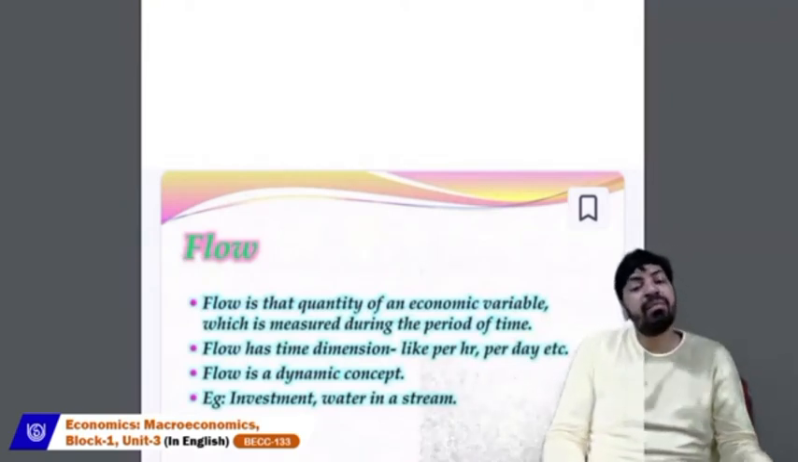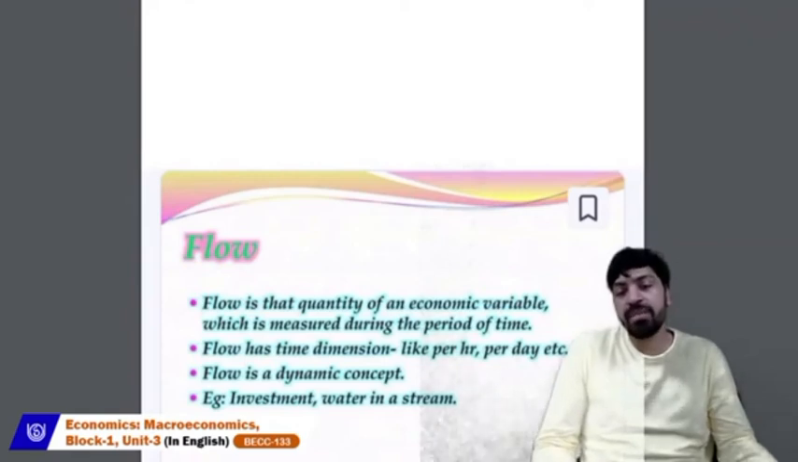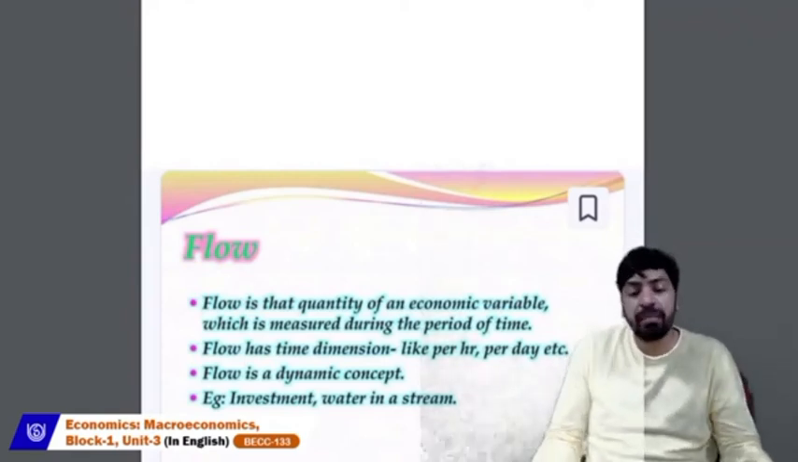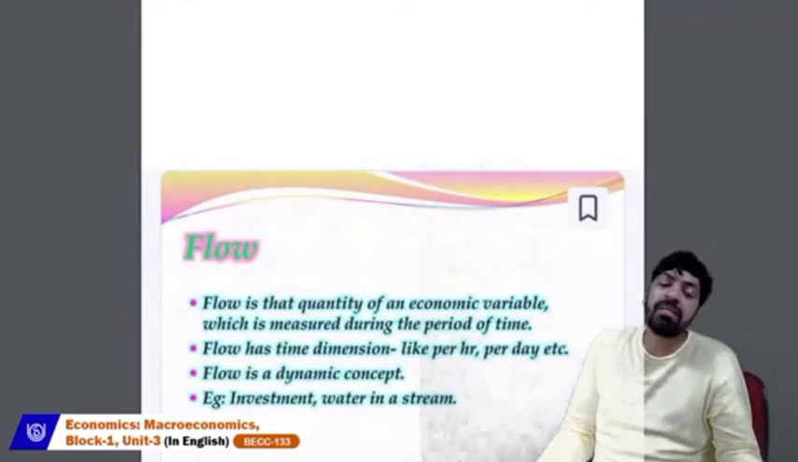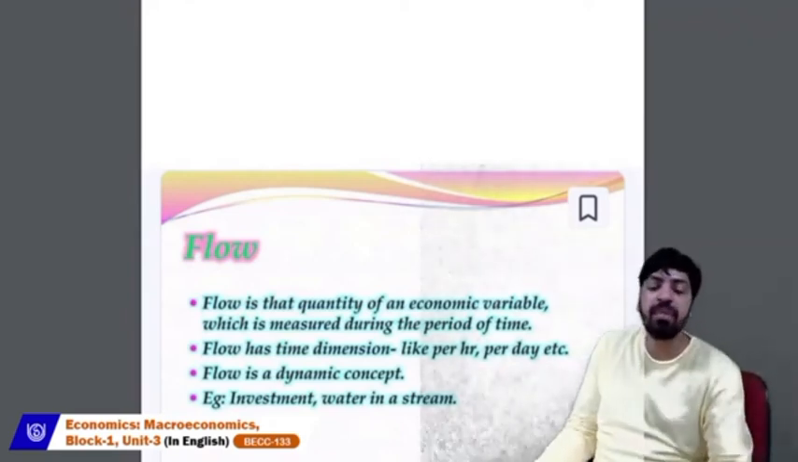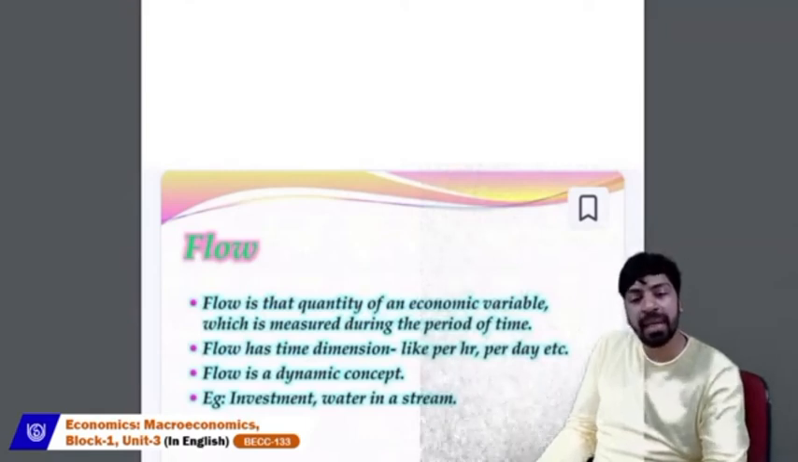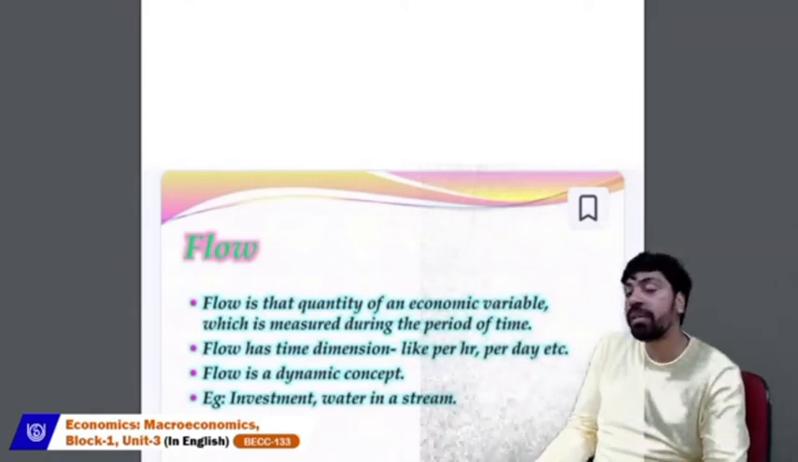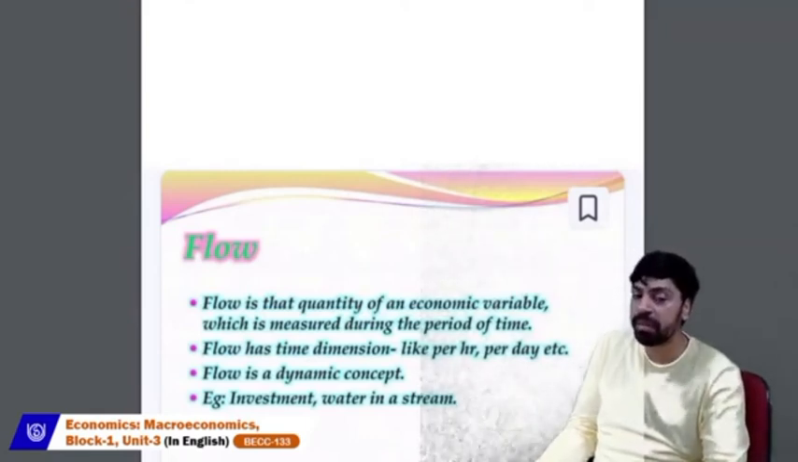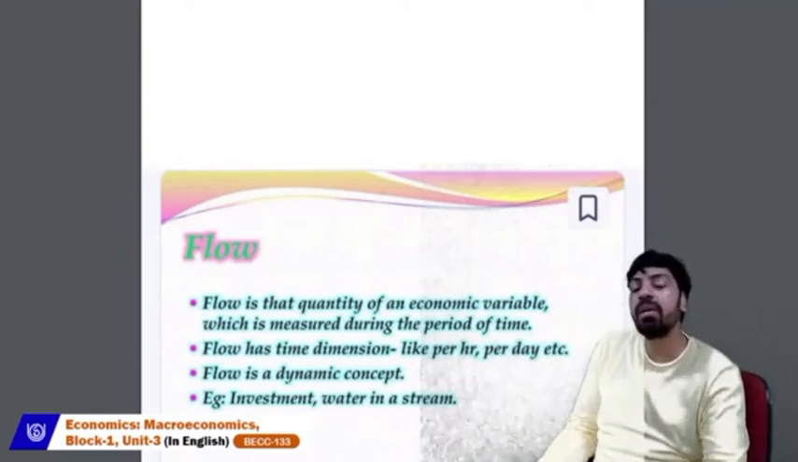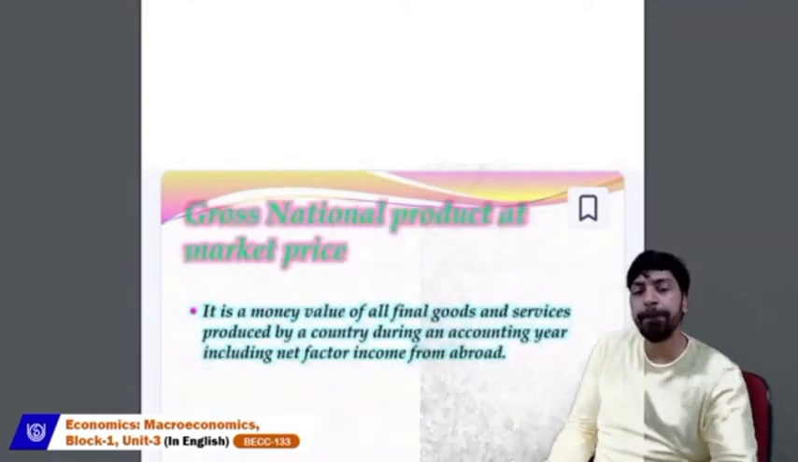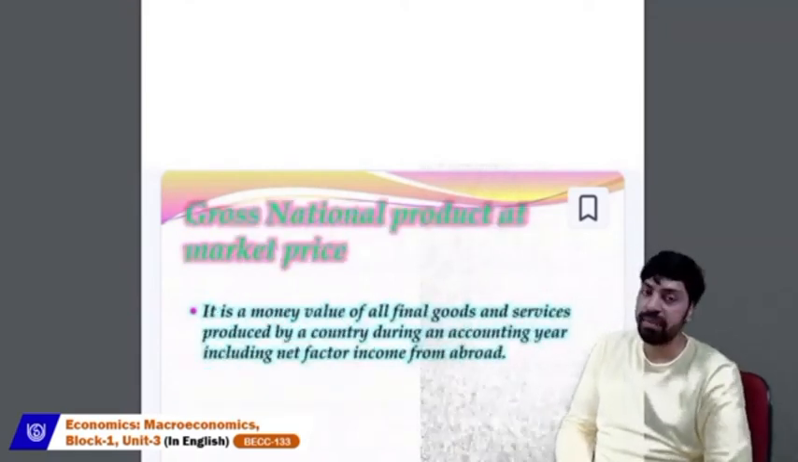For example, investment. Investment is to be measured according to the period. Water in a stream, or water in a tank, is called flow because it will be measured on the basis of per hour or per day. But water per month would not be possible. Investment is also not measured that way because it takes a long period of time. It would be a year, or it would be months as well.